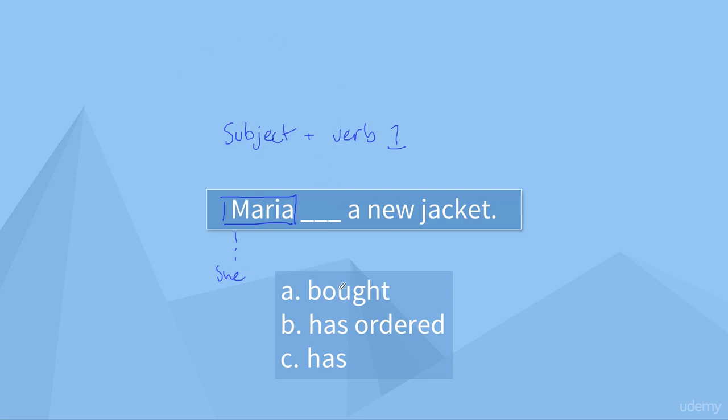So whatever goes here, we know it should end in S. All right, so it's not bought. We have an S here, but we also have another word, has ordered. So this is past. This is actually a tense which uses the past. And here is the answer. Of course, Maria has a new jacket.